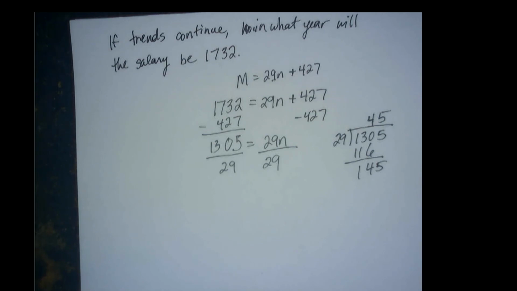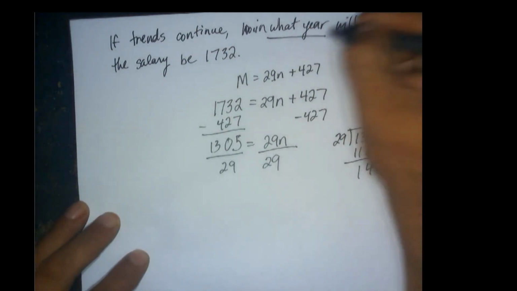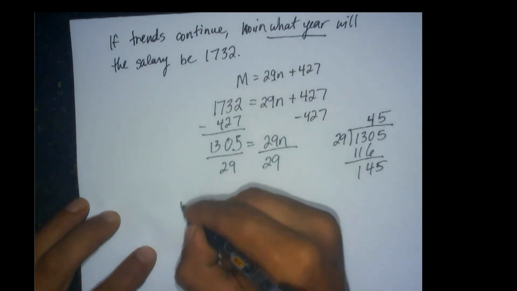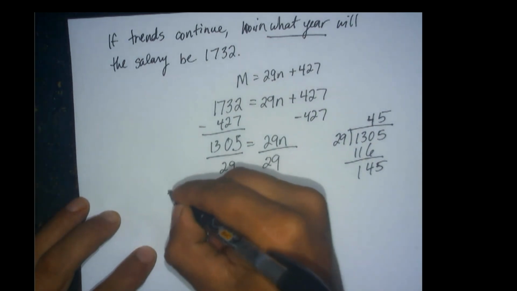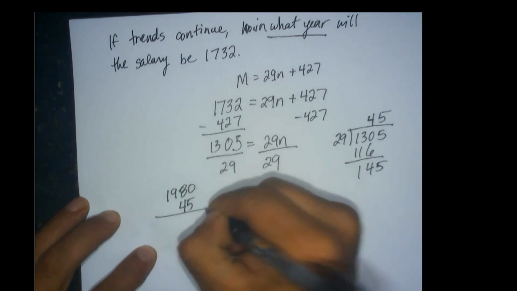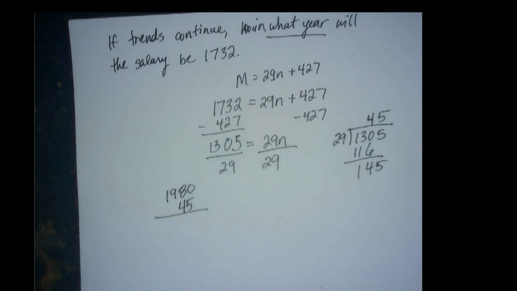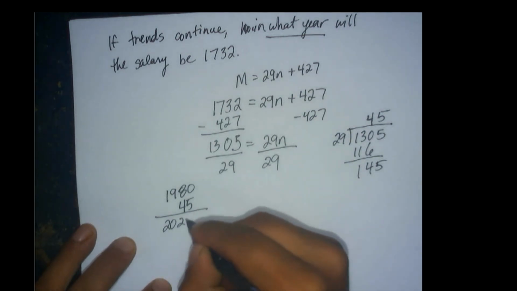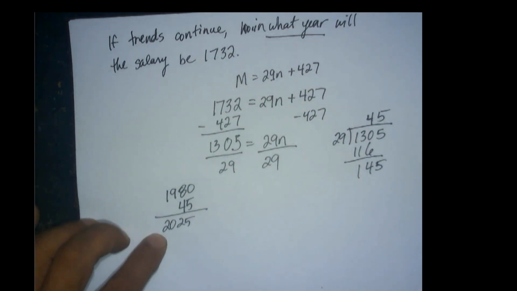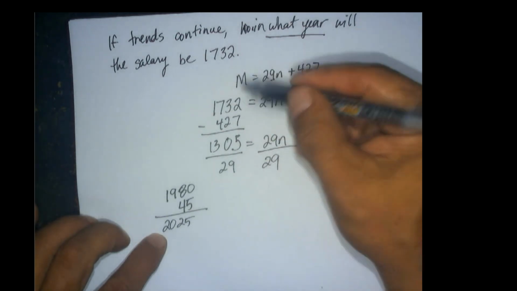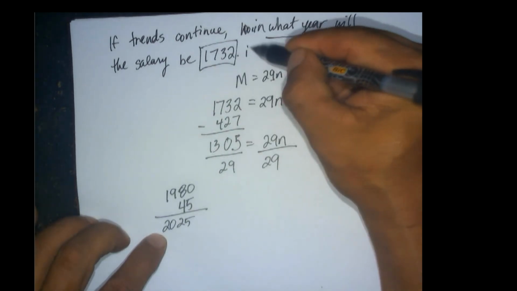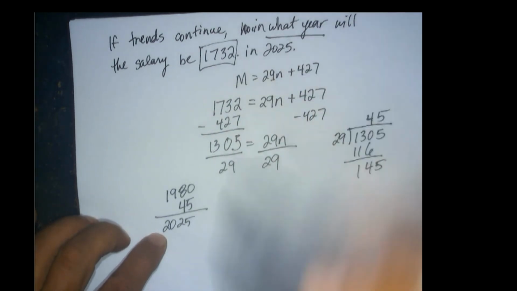No. No. So the answer was what year? So what do I have to add 45 to? 1980. So the average salary will be, according to the model, the average salary will be 1732 in 2025. Okay.